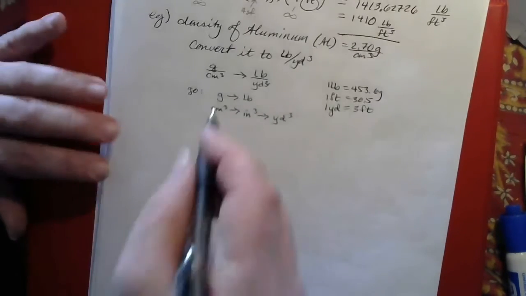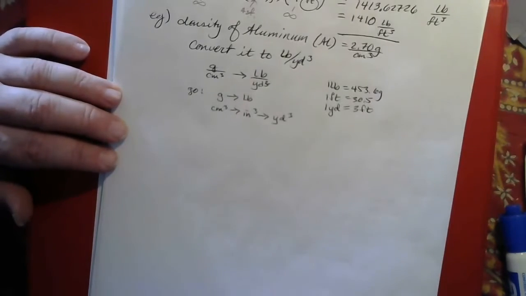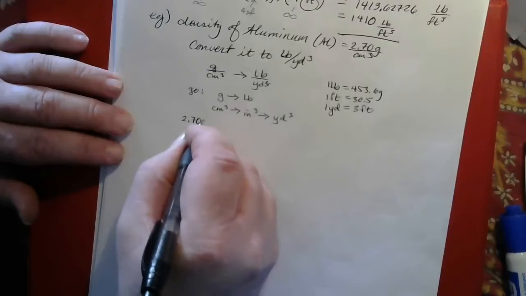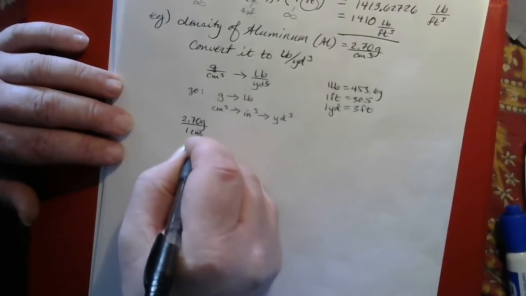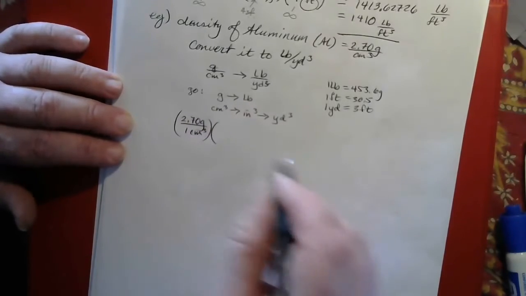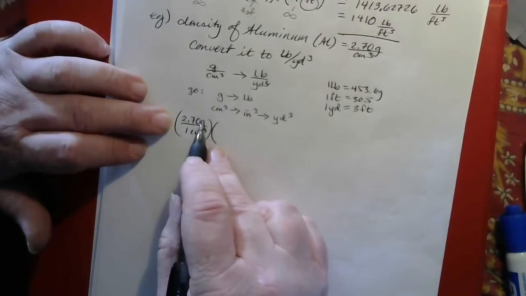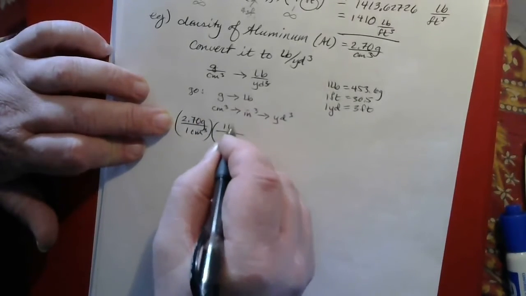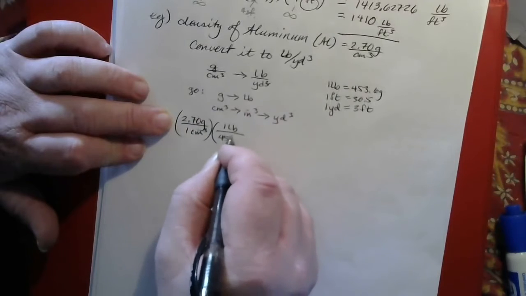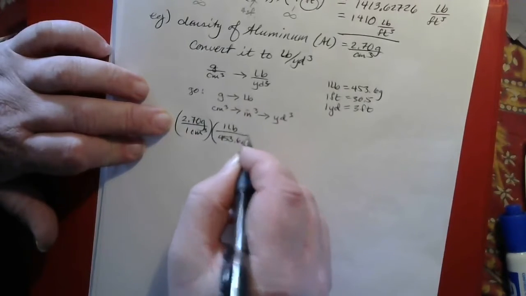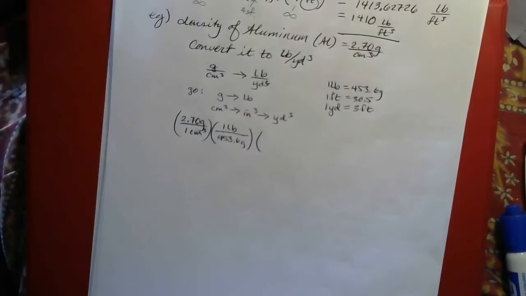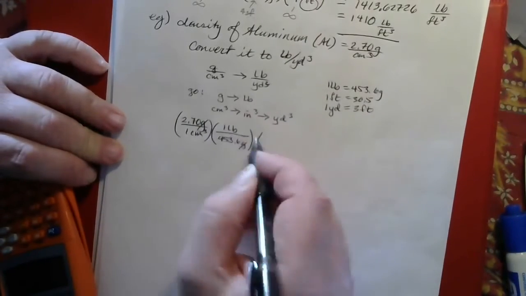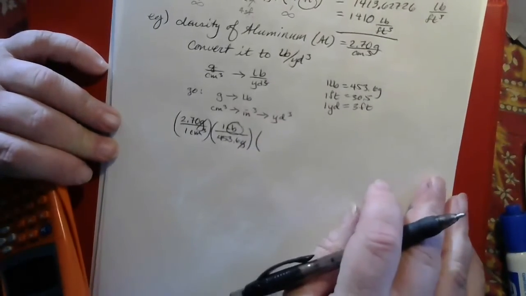Okay, so let's find out how we can do that. If we have 2.70 grams for every 1 cubic centimeter as what we're starting out with, we want to convert the top unit first, so we want grams to become pounds. There's 1 pound for every 453.6 grams. Okay, the grams have canceled, and we've got the top unit that we want.